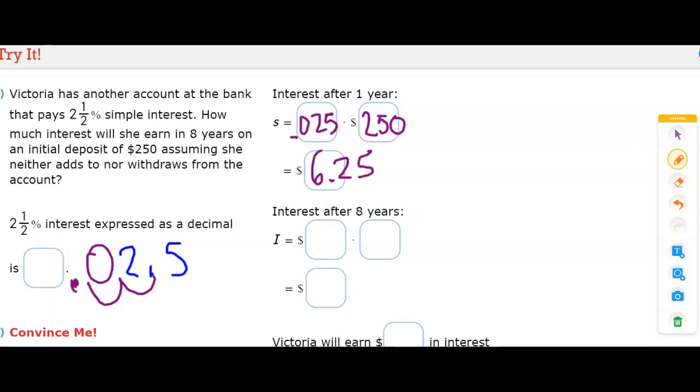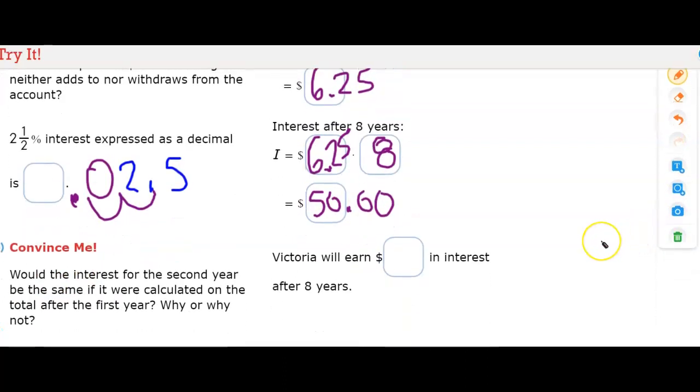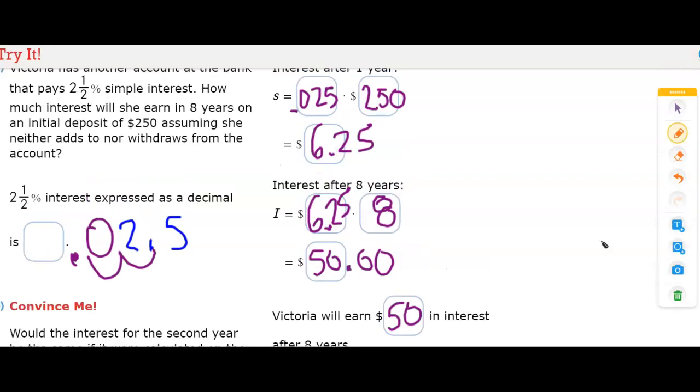The interest over 8 years, you would take that $6.25 and you would multiply it by 8. Because we've already identified what it is for 1, we just take that same amount and multiply it by 8. And then we get $50 interest over 8 years. Now this is just for the interest. So her interest amount earned will be $50 after the 8 years of this account.